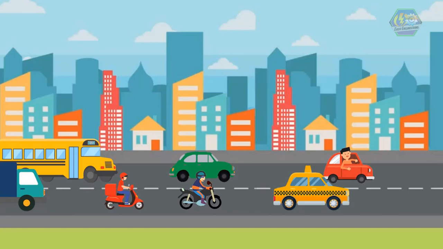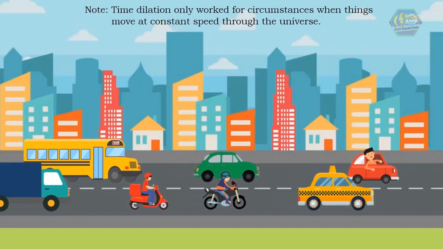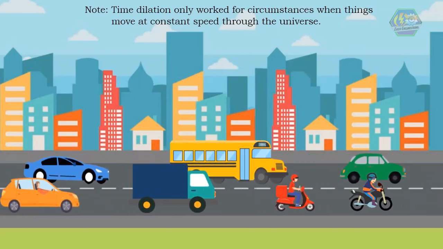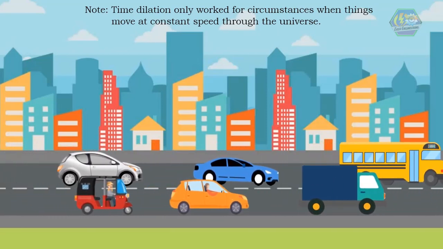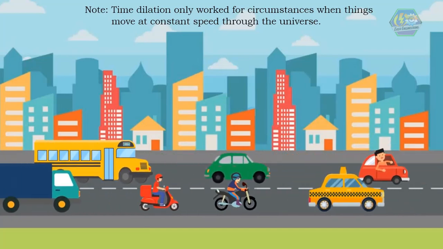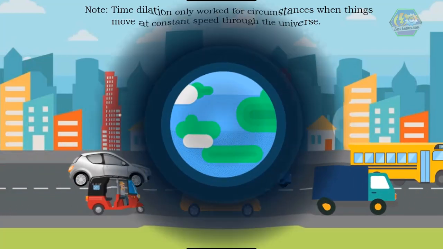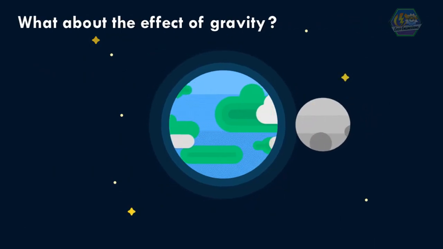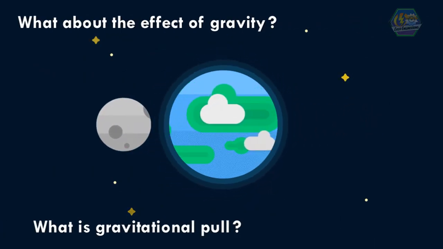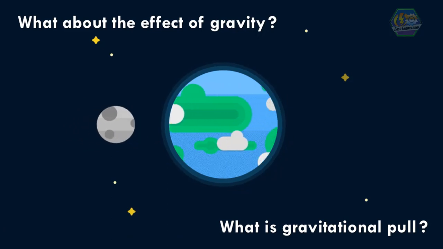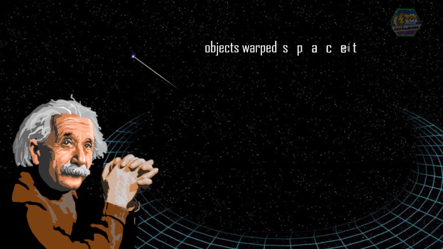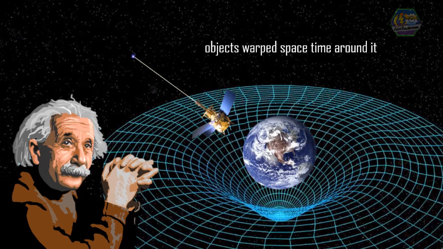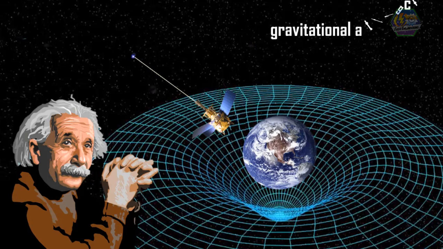On another note, the theory of special relativity that discusses time dilation only works for circumstances when things move at constant speeds through the universe. But what will happen when objects speed up? What about the effect of gravity? And come to think of it, what is gravitational pull after all? Einstein theorized that objects warp space-time around them, causing it to become curved, and as a result, objects experience gravitational attraction to each other. It's quite confusing, right?